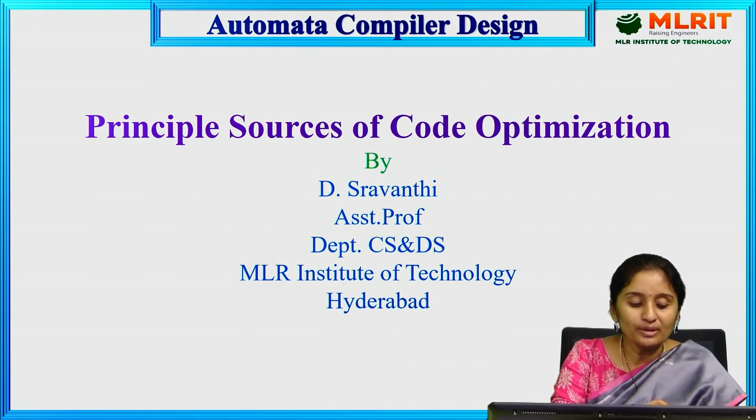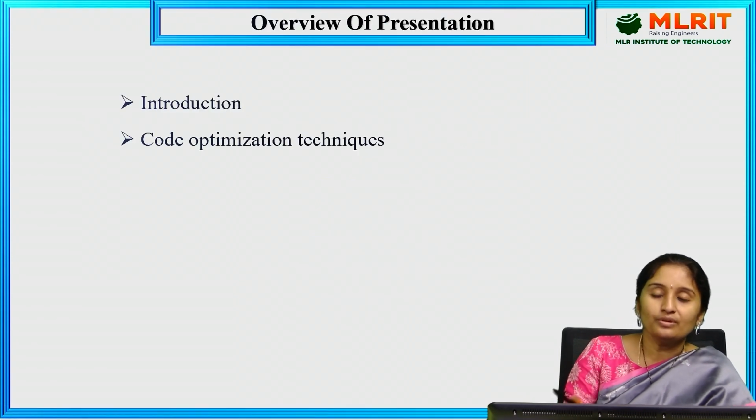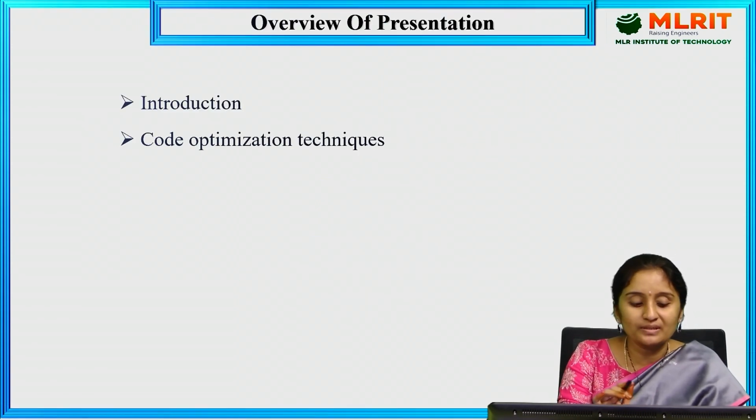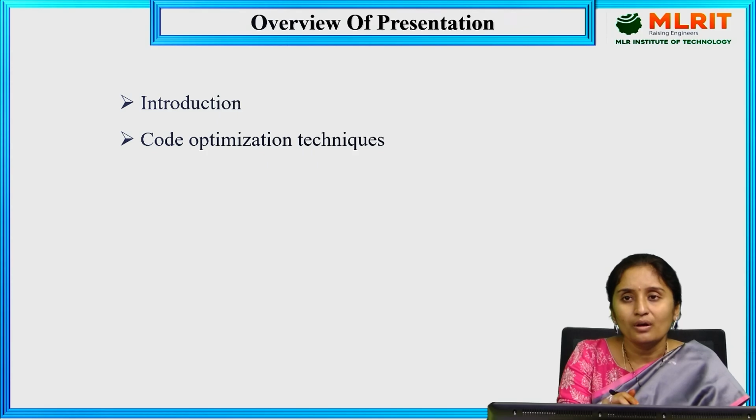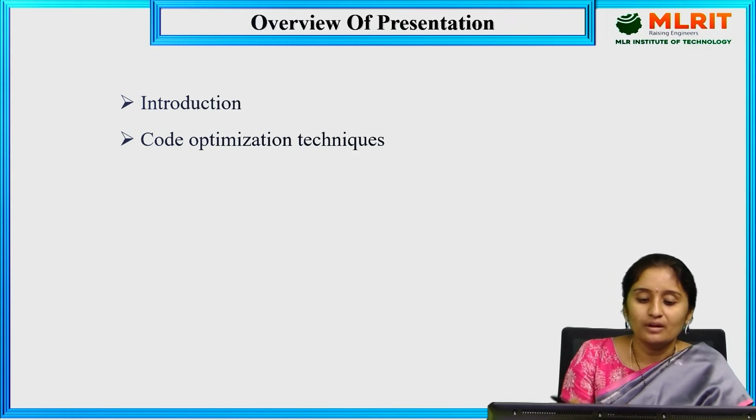Technology. Today my topic is principal sources of code optimization. So here we are going to discuss what is code optimization, and what are the techniques that come under code optimization, like dead code elimination, common sub-expression elimination, constant propagation, constant folding, strength reduction. All these techniques we are going to discuss over here.